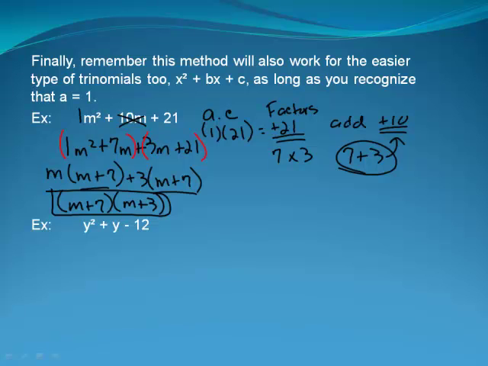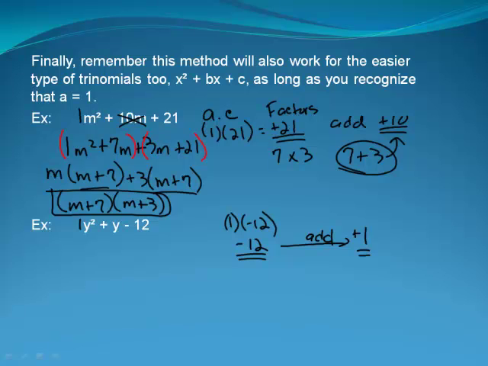Doing this next problem, if you chose to use this method, you could. You've got an understood 1 as your a. So you've got 1 times negative 12 is negative 12. We want factors of negative 12 that will add to give us our middle term, which is an understood plus 1.